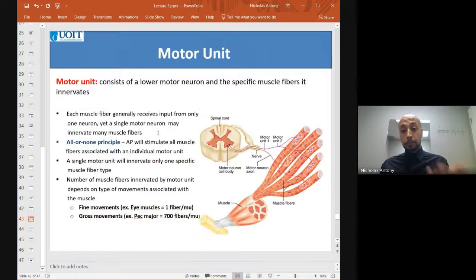Now, we had talked briefly about the whole idea of a motor unit. Do you guys remember that? Does anyone not know what's meant by the term motor unit, where we have multiple motor units for any given muscle?